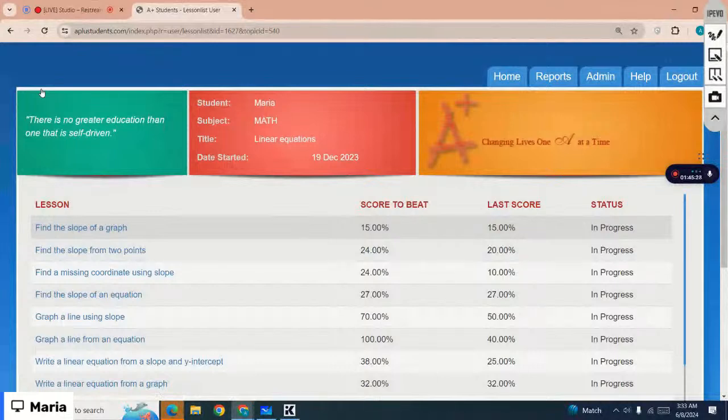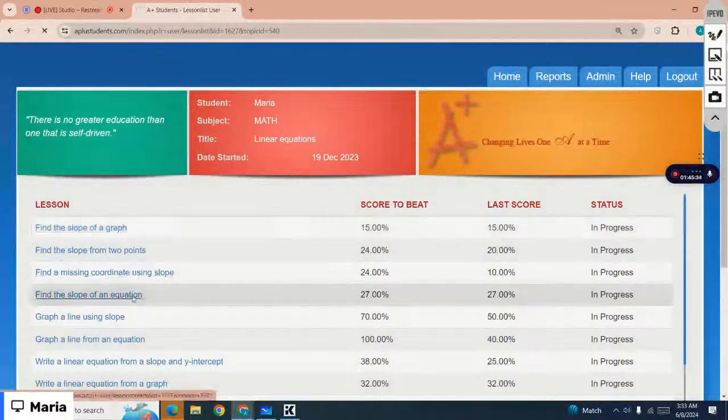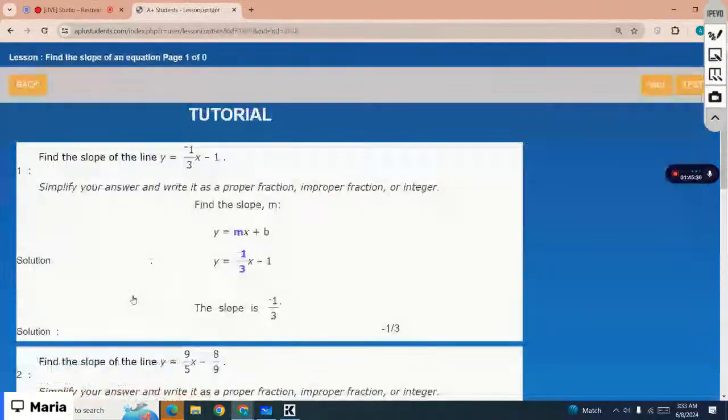The next lesson is find the slope of an equation. So when we are given the equation, how do we find the slope? From the equation, calculating the slope is very easy, right? Let's just start with an example. Find the slope of the line y equals negative 1 over 3x minus 1.